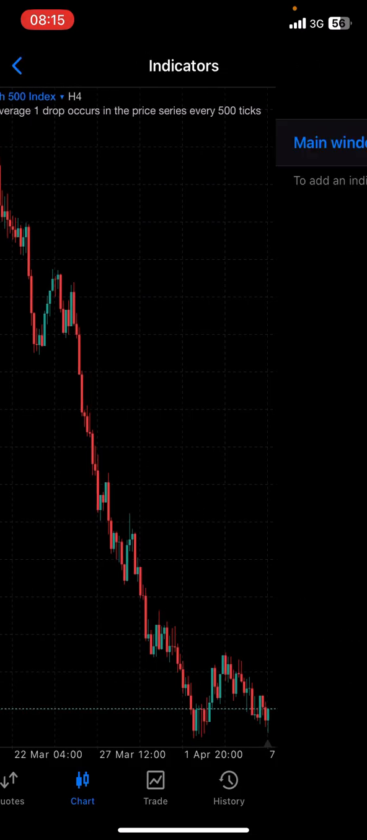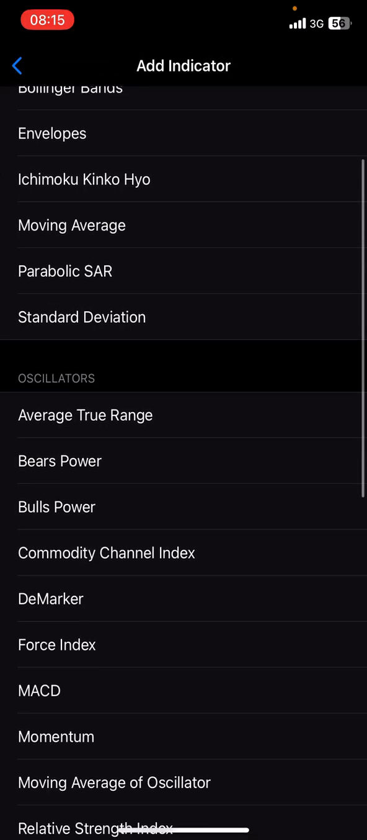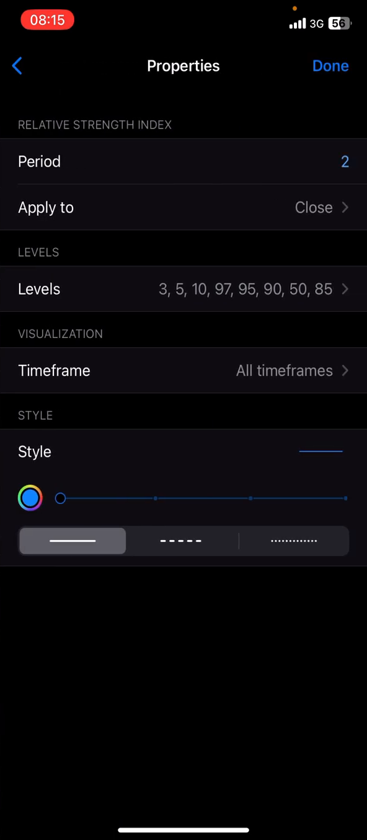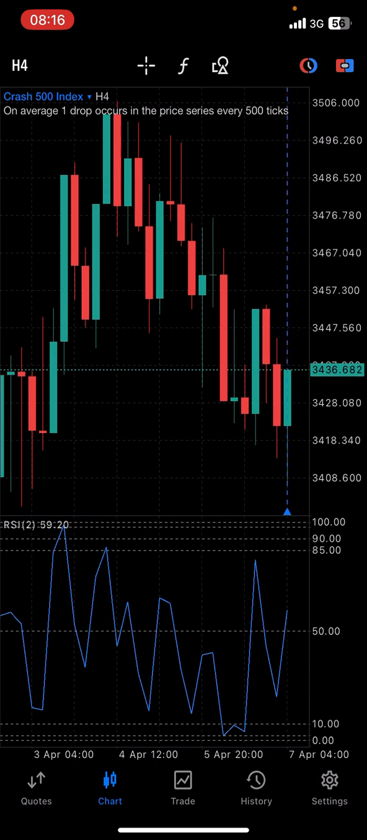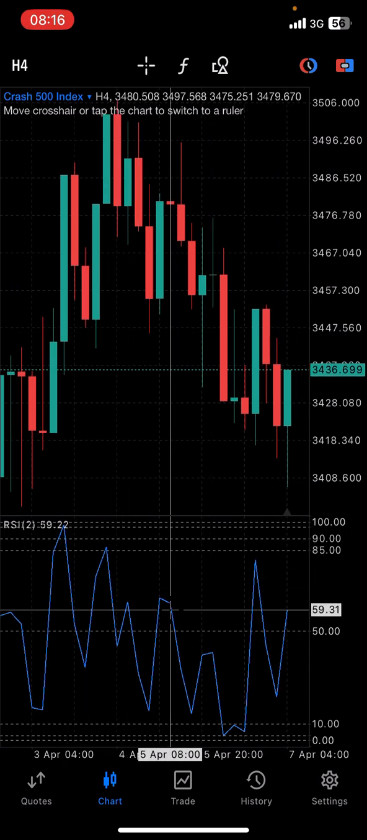I'm going to go right into it. The first thing we're going to put is an indicator, which is the RSI indicator. Look at the properties of my RSI. We have a period of 2, apply to close, levels 3, 5, 10, 97, 95, 90, 50, 85. So you're going to put all these levels. I'd like you to maybe screenshot it and put it into your own RSI, so we don't waste too much time. I'm going to click on done. You can see my RSI levels are already active here, right?